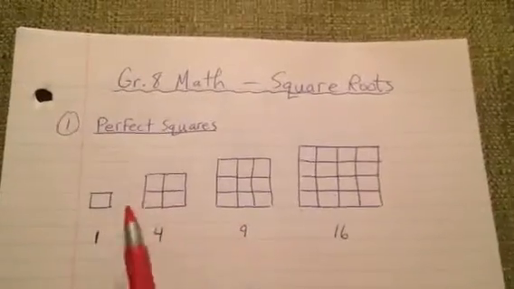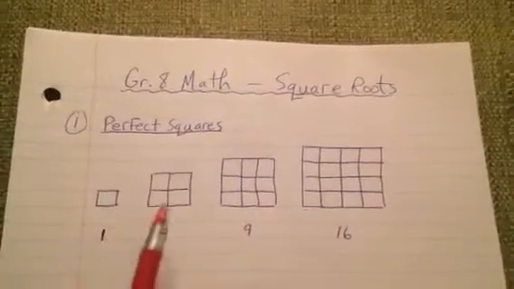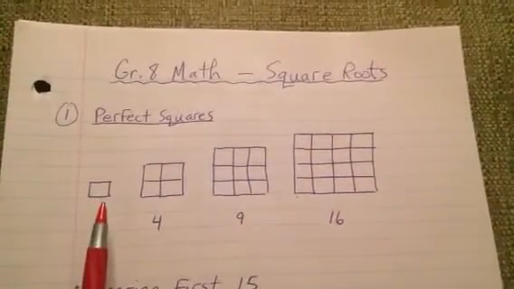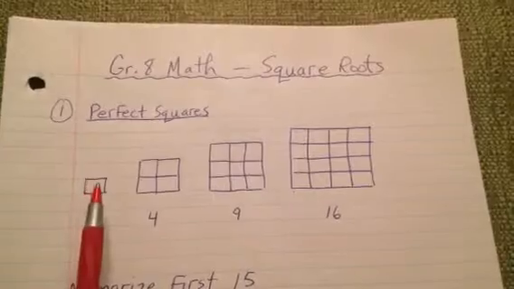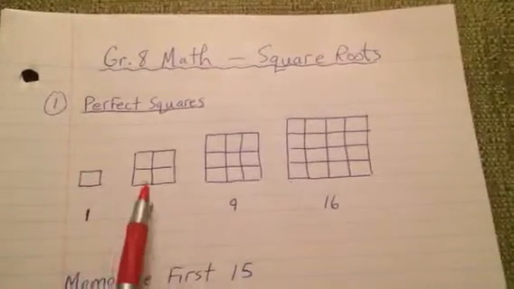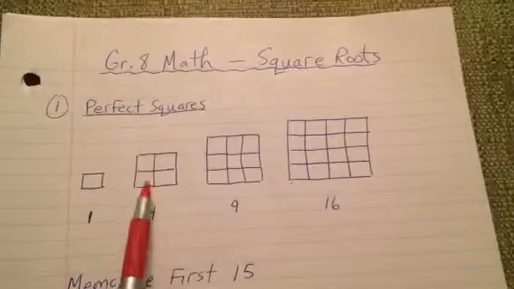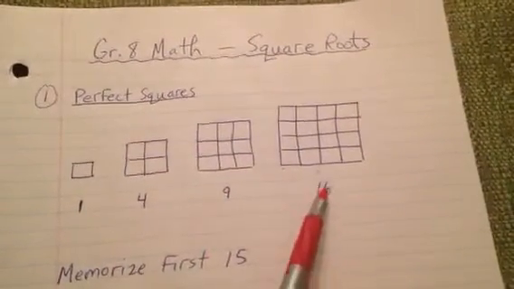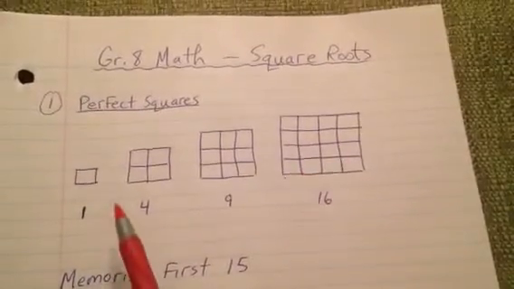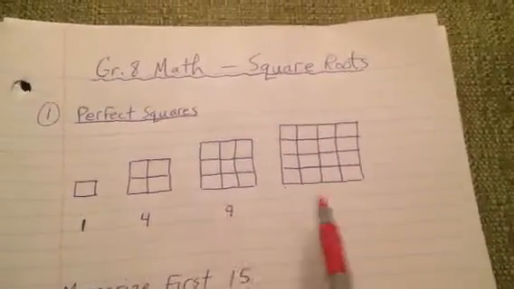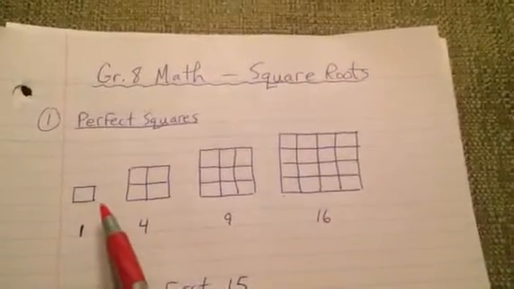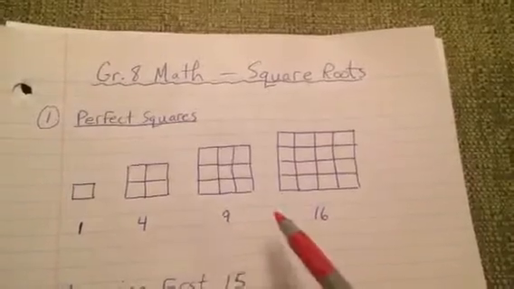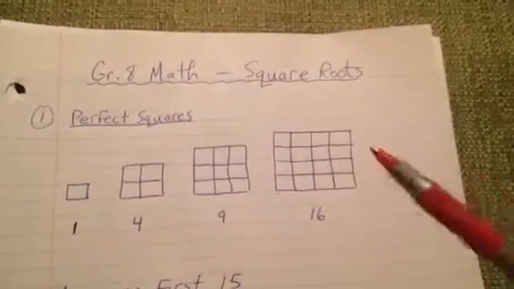Drawn here in number 1, I have drawn the first 4 perfect squares using a grid shape. We have this square, which has 1 square, so it has an area of 1. This square has 4 squares, so it has an area of 4. This square has an area of 9, and this square has an area of 16. These are the first 4 perfect squares. You can't make a perfect square with anything in between these, like 3 or 6 or 12. You would have imperfect squares.